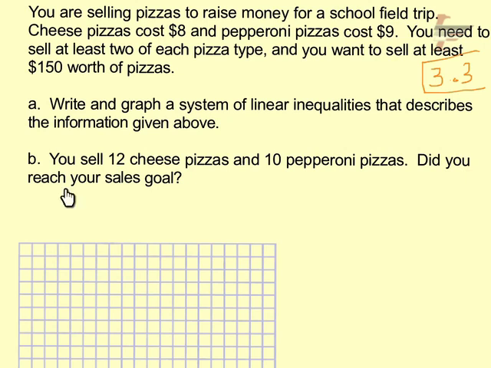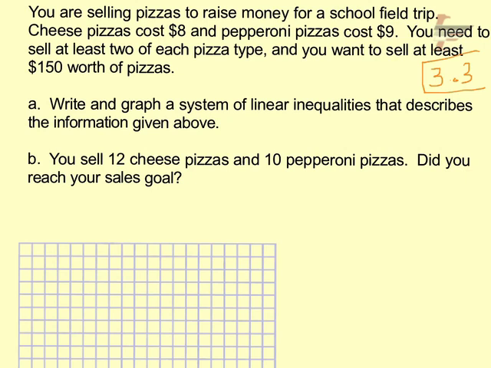So I guess we can answer B after we have written and graphed an inequality, and we'll have enough information to answer B. The first thing you probably want to do anytime you have a word problem is figure out what can vary, because you're going to have variables, and that's what can vary. What can vary is how many cheese and how many pepperoni pizzas you sell. Everything else is fixed. These prices aren't going to change, and the constraints won't change. So I'm going to define those variables.